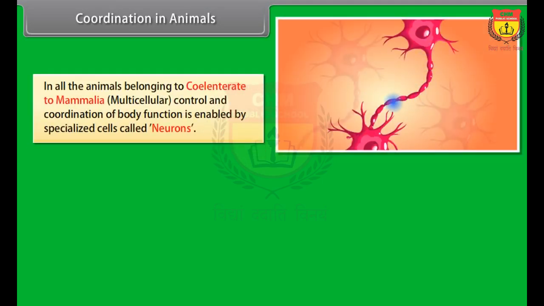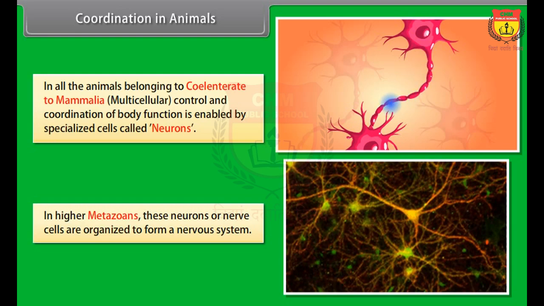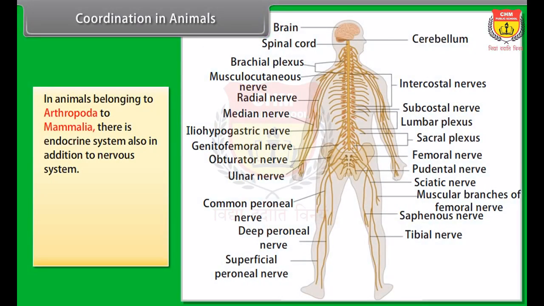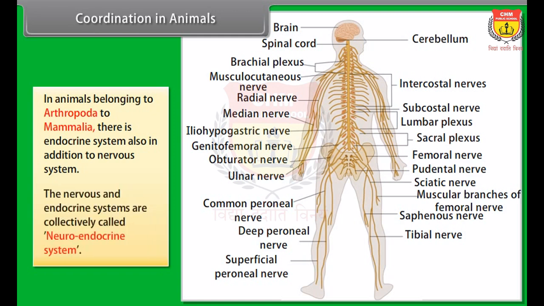In all the animals belonging to Coelenterata to Mammalia, multicellular control and coordination of body function is enabled by specialized cells called neurons. In higher metazoans, these neurons or nerve cells are organized to form a nervous system. In animals belonging to Arthropoda to Mammalia, there is an endocrine system also in addition to the nervous system. The nervous and endocrine systems are collectively called the neuroendocrine system.